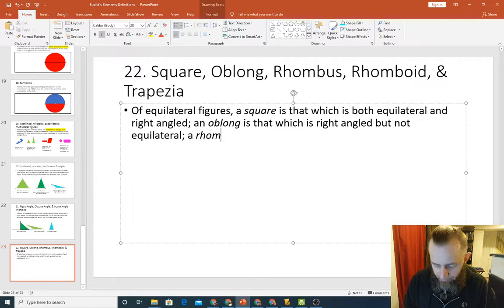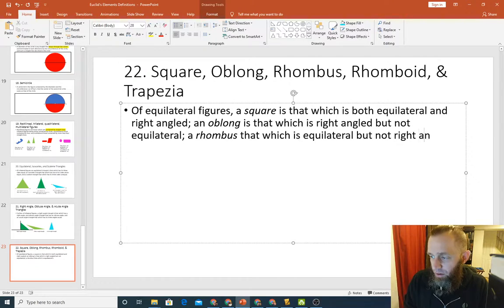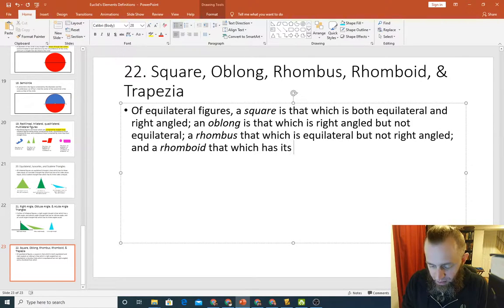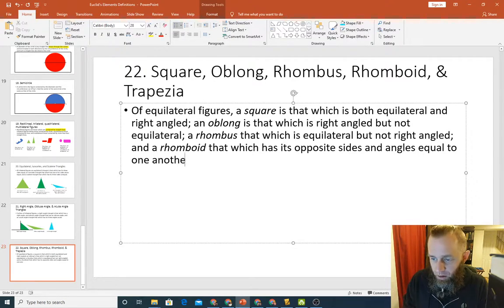A rhombus, I just like that word, that which is equilateral but not right angled, and a rhomboid, yep, that which has its opposite sides and angles equal to one another, but is neither equilateral. Don't worry, we're going to get through this.